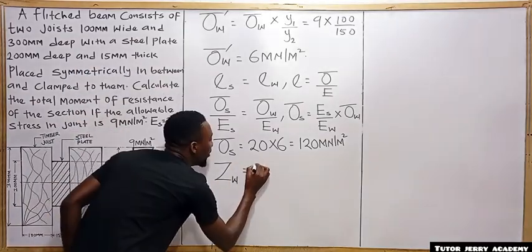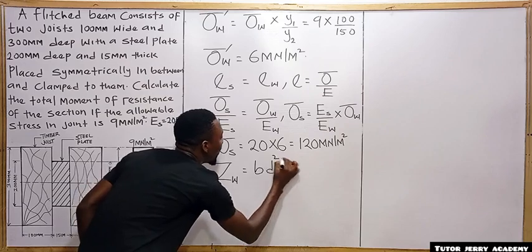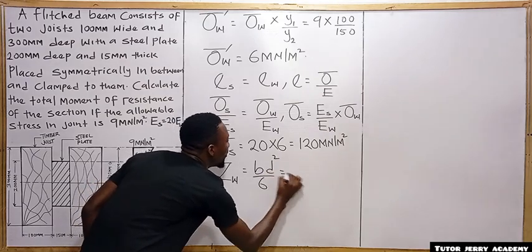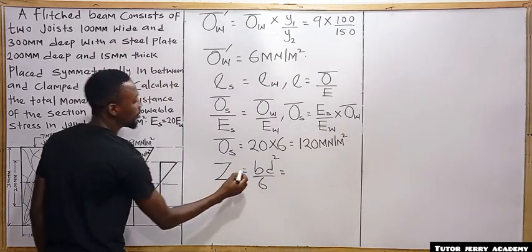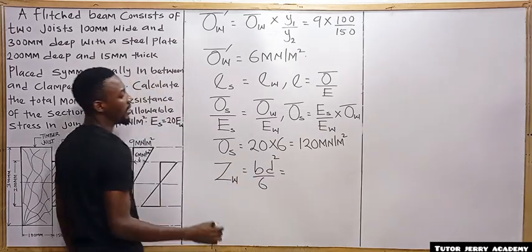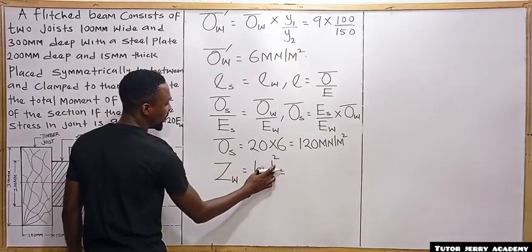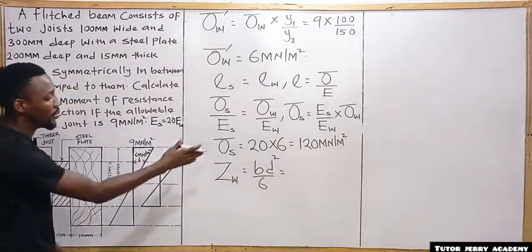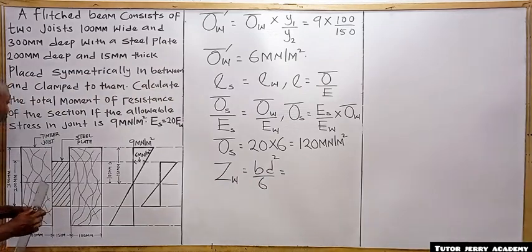So we are going to have BD squared all over 6. So this will be equals to, you can just put W here, W here. That is the base of the wood, the depth of the wood. All right.